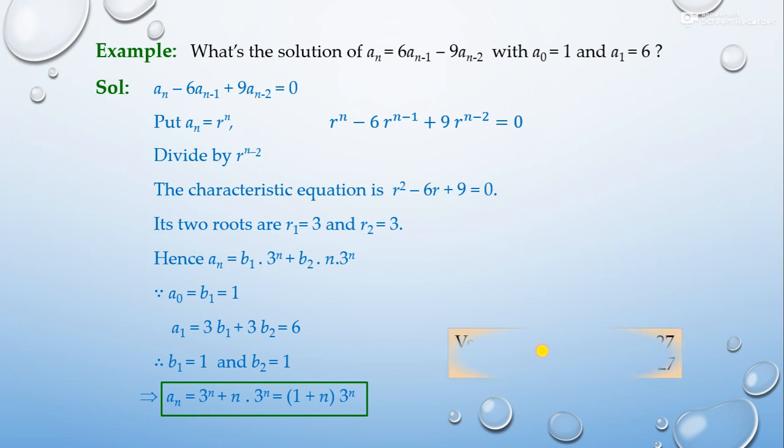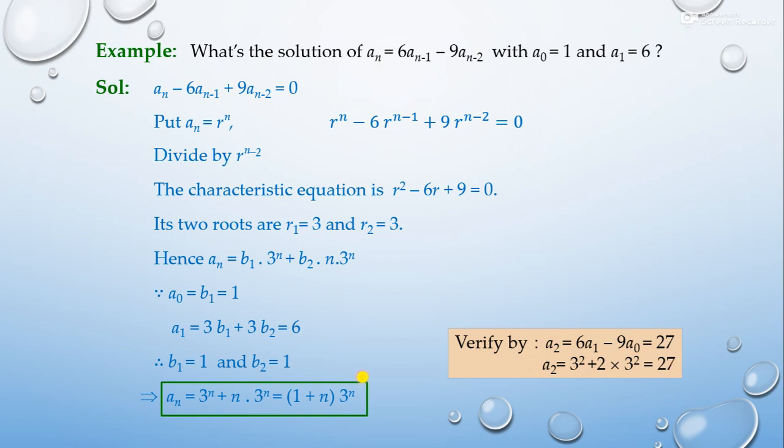So this is the required solution of the given recurrence relation. Also, you can verify it by using the values of a0 and a1, which are already given in the problem. Now put n equal to 2. From the recurrence relation, when you put n equal to 2, you will get 6a1 minus 9a0, and you know the values of a0 and a1, so you will get 27.